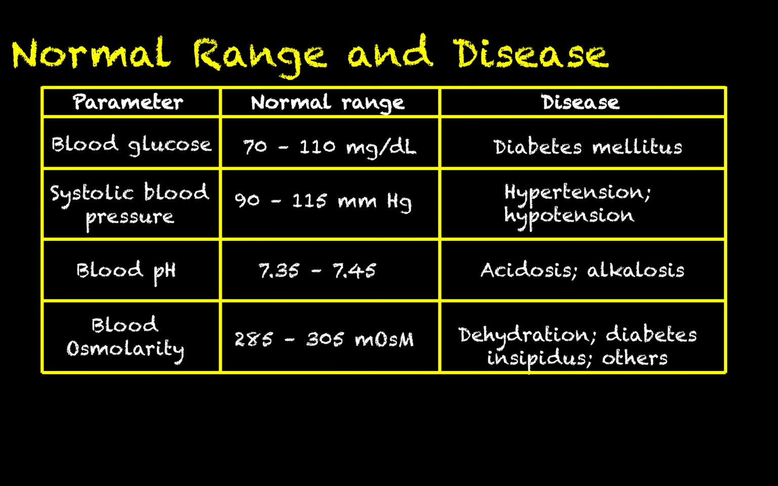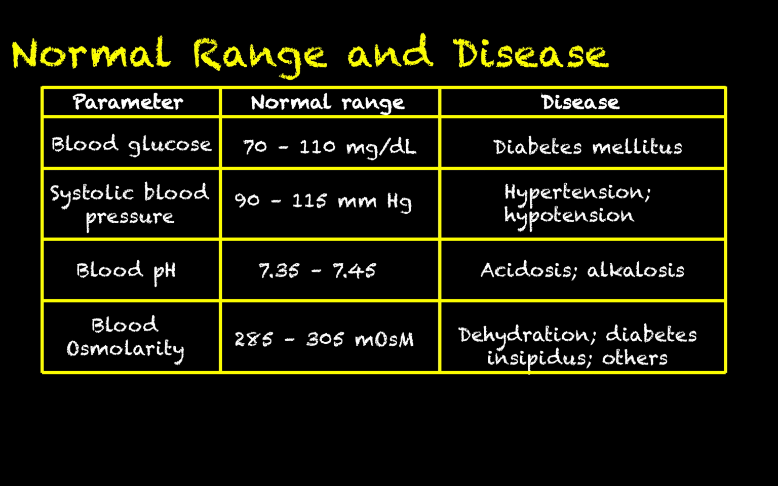Diabetes mellitus is characterized by high blood glucose. Hypertension is characterized by high blood pressure. Acidosis is characterized by low blood pH. And dehydration, in addition to things like diabetes insipidus, are characterized by getting outside the normal range for blood osmolarity. So hopefully this is getting you to think about normal human physiology and the nature of disease.